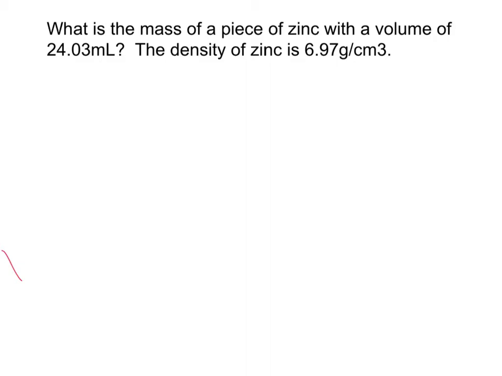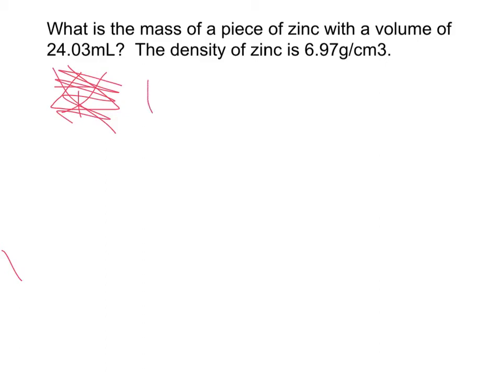So let's work this problem. What is the mass of a piece of zinc with a volume of 24.03 milliliters? And it tells us that the density of zinc is 6.97 grams per cubic centimeter. Some of you are probably thinking, oh, I need that little triangle thing. Forget that. We don't like the triangle. We want you to use algebra to rearrange the equation if you need to.